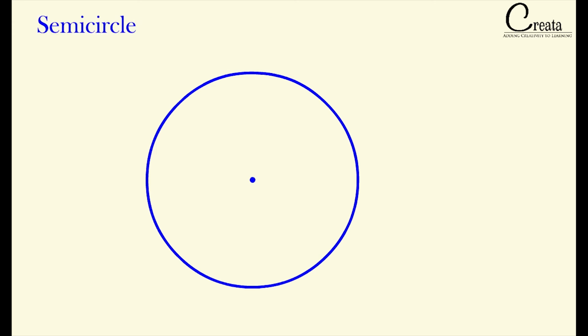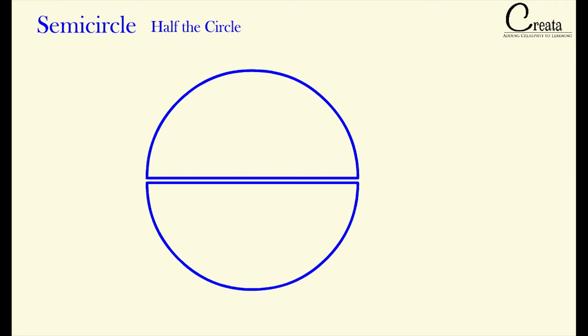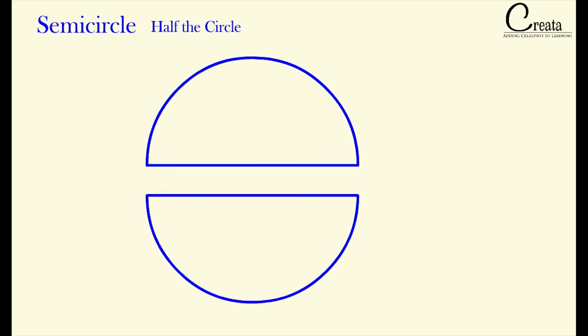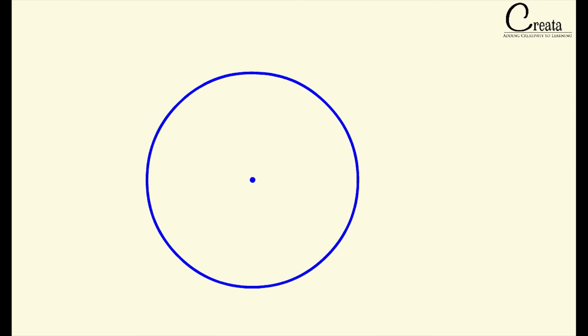Next is semicircle. As the name suggests, a semicircle is half the circle. A diameter divides the circle into 2 semicircles. These are the 2 semicircles. Next is arc. Let's take 2 points on the circumference of the circle. Here we get 2 arcs. The small one is called the minor arc and the larger one is called the major arc. This symbol is used to denote the arc.